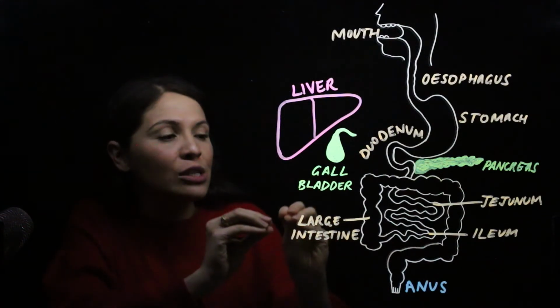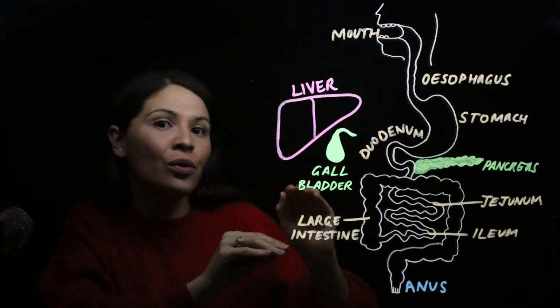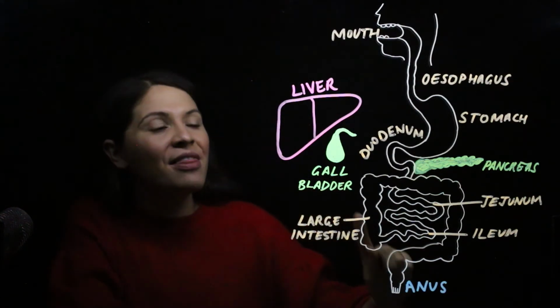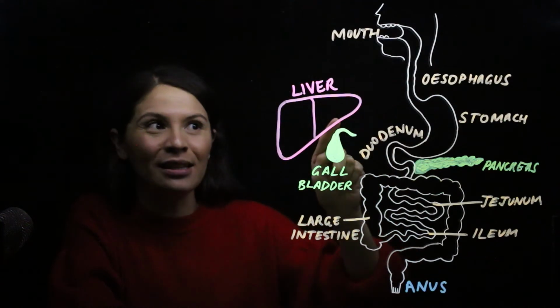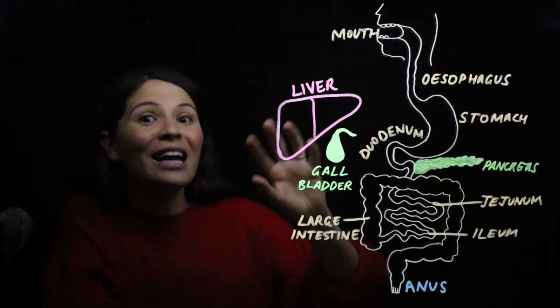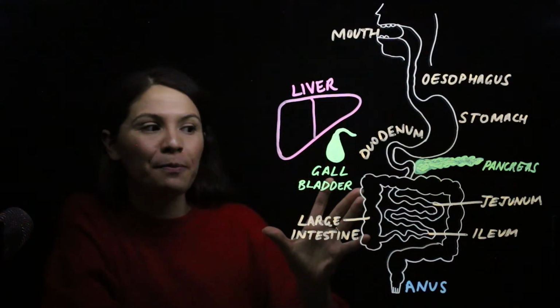So what happens is these nutrients pass through the cell walls of the small intestine and go directly into the blood, and then that blood is taken up to the liver. So the liver will then further process that and store things for later usage.